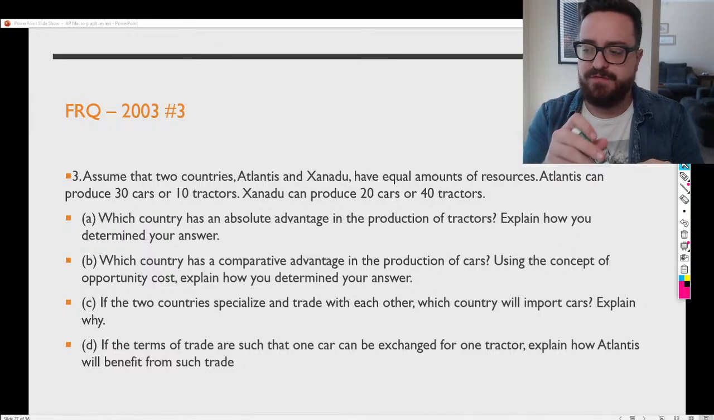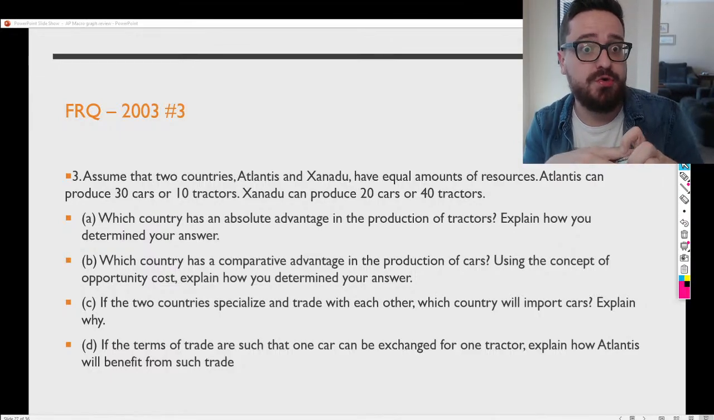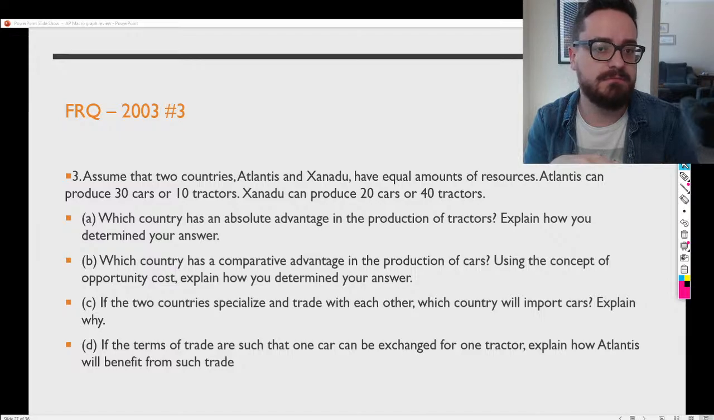A, who's got the absolute advantage in tractors? Explain how you figured that out. Show your work. Do your math. Well, this is easy. Absolute advantage is who can make the most. 40 is bigger than 10. Xanadu.